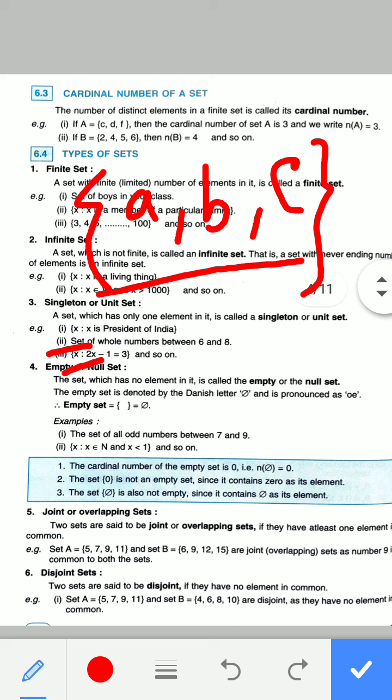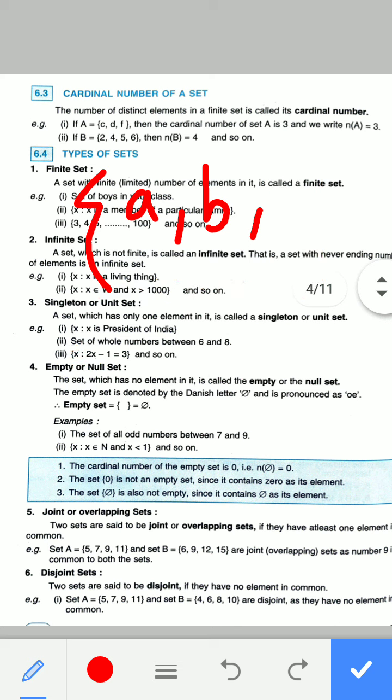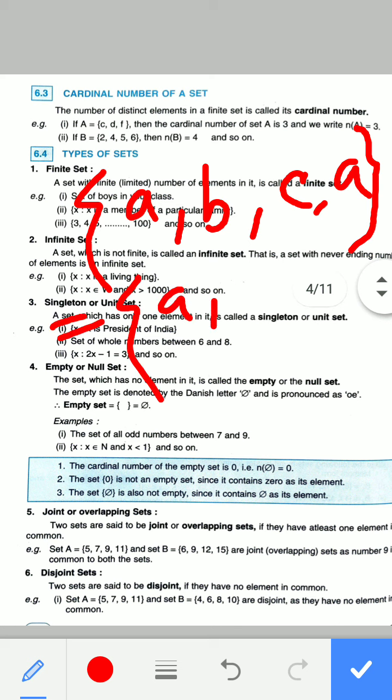Similarly, if the set is given in this way, A, A, B, C, this is actually something we cannot write. A set is a distinct collection. So how many elements are there in total? 3. Actually A has been written 2 times, we will consider it only 1 time. So what is the cardinal number of this set? 3. And of the other set, it is also 3. That means there are 3 elements in both the sets.